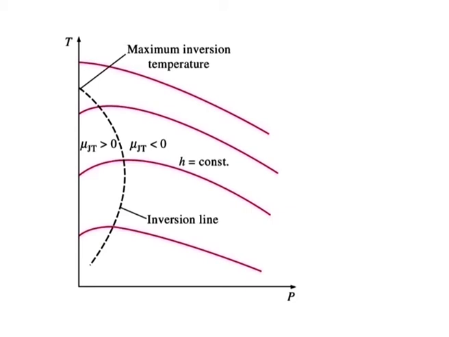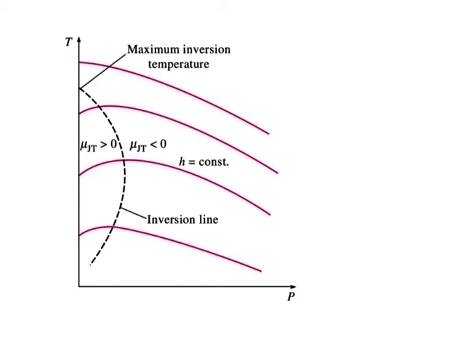Notice that the slopes of the H is equal to constant lines are negative at states to the right of the inversion line and positive to the left of the inversion line. A throttling process proceeds along a constant enthalpy line in the direction of decreasing pressure, that is, from right to left. Therefore, the temperature of a fluid increases during a throttling process that takes place on the right hand side of the inversion line. However, the fluid temperature decreases during a throttling process that takes place on the left hand side of the inversion line.